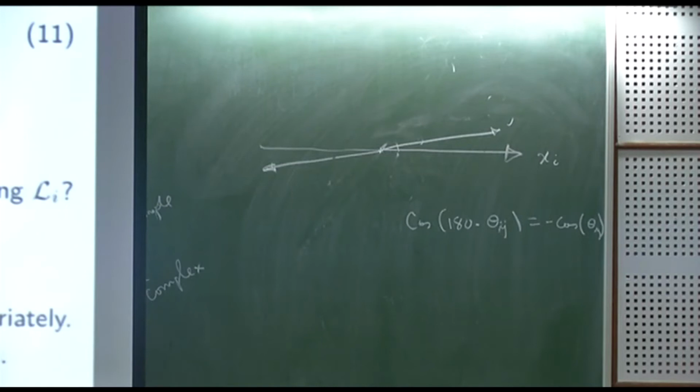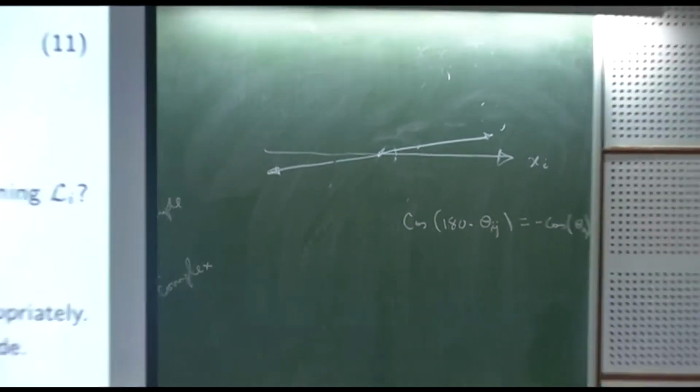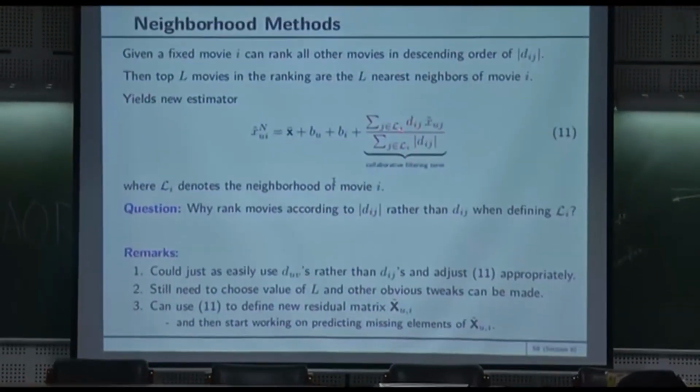When I'm normalizing, I don't take the sign into account, because I'm only interested in the magnitude of the correlation, not the sign. But when I'm shifting my prediction of how much this person would like a particular movie, then I do take the sign into account. I do take into account the fact that this particular value is positive or negative. You could easily use DUVs rather than Dij. So here we are using the discrimination between movies, and we'll have to adjust 11 accordingly.